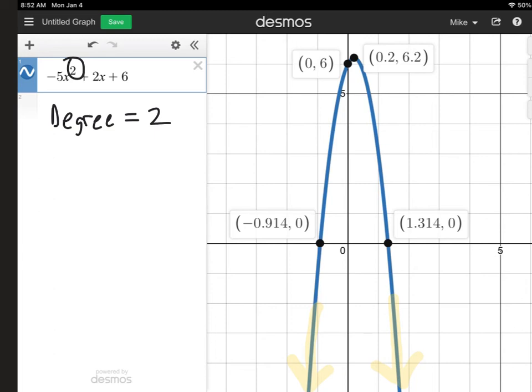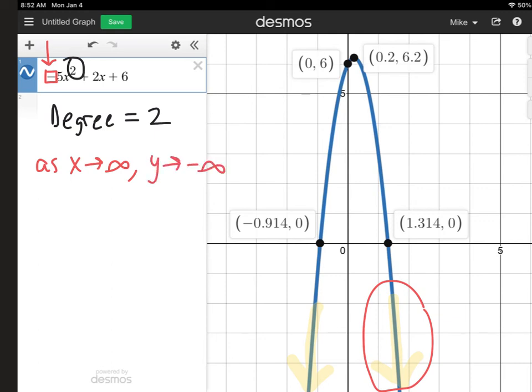The way to determine that, if you wanted to tell without even graphing it, what we look at is this leading coefficient, the negative 5x squared term. The negative 5 is the leading coefficient. Since it's negative, that's going to tell you what's happening on the right side of the graph. Okay, negative leading coefficient means that on the right side, the y values are going to be going down. Okay, negative coefficient means the right side goes down. So we write that as x goes to infinity. Remember, that's just a fancy way of saying right.